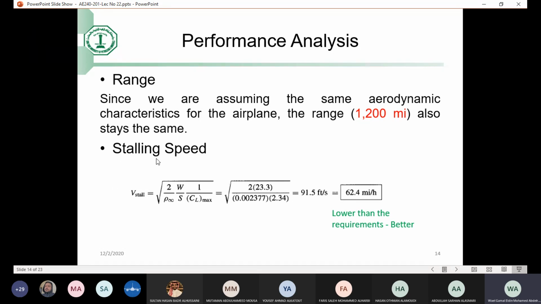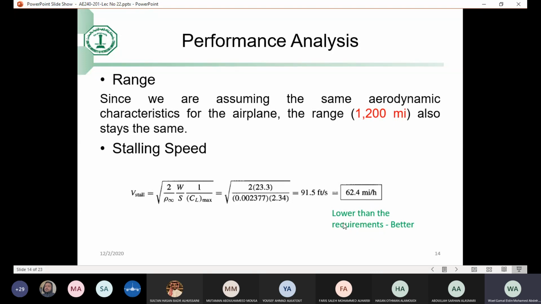The stalling speed, that's the equation for the stalling speed. I will just replace W over S. Remember, we used this equation before in order to estimate W over S. Now it's the other way around. Now I have W over S. I will put it in and I will get the stall speed. That will be the correct stall speed, and it turns out to be 62.4 miles per hour.